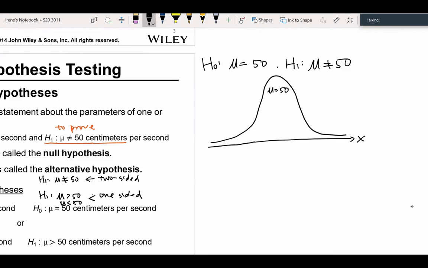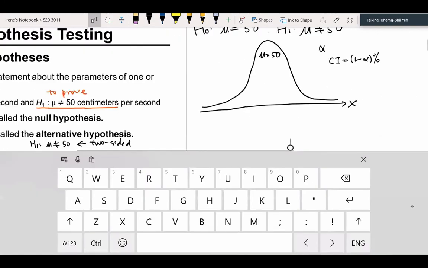Now we need our data to verify that statement. Before we do so, we'll have to establish a confidence interval. How do we determine the confidence interval? By the choice of alpha. If you remember, our confidence interval is 1 minus alpha percent, an estimate on where the population mean would be. So based on our choice of alpha, we can generate a confidence interval.